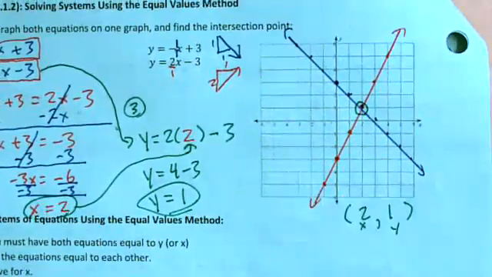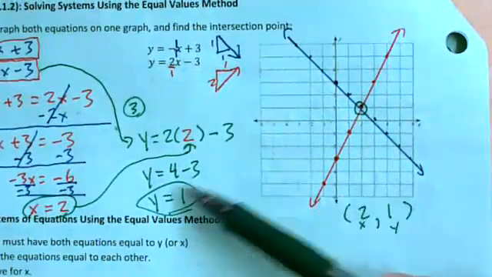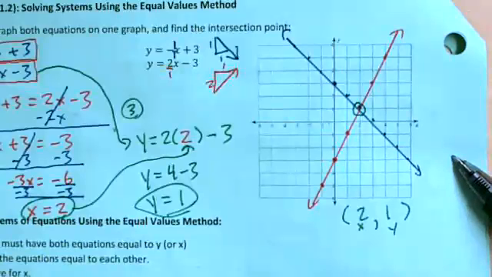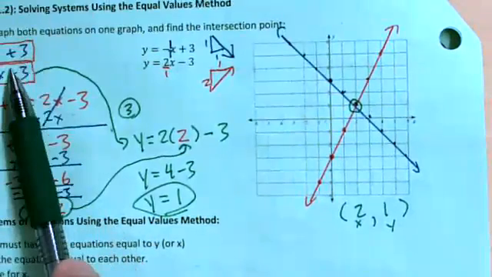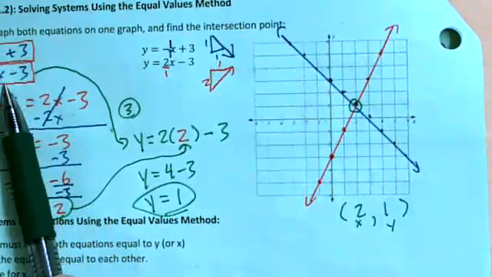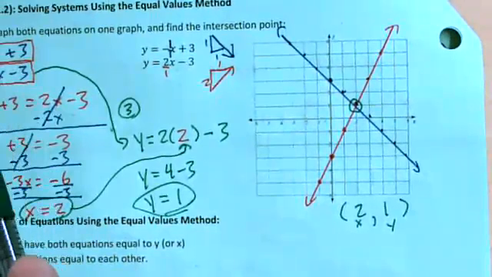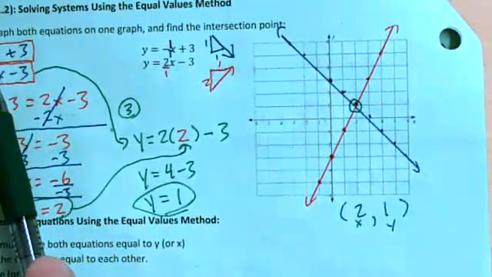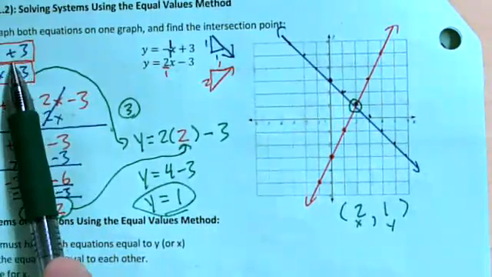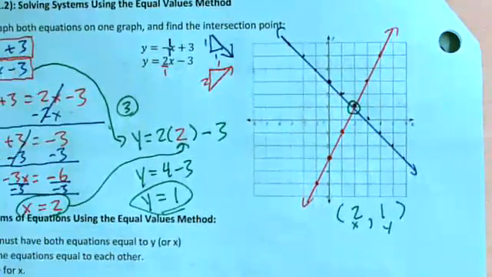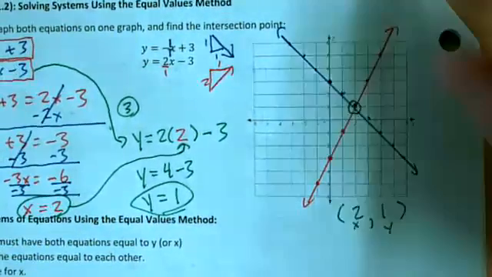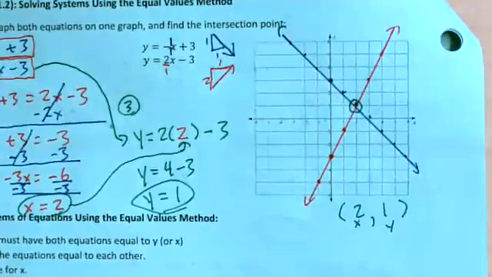Now, some of you are going to say, why would I ever do it this way when I can just graph it? And that's a good question. The answer is sometimes the equations are going to have really big numbers in them and you won't be able to graph them. So we're going to run into equations like y equals 1.6x minus 5,000. And you don't want to make a graph and have to count down 5,000 to find a y-intercept. So that's why we want to have an algebraic method.